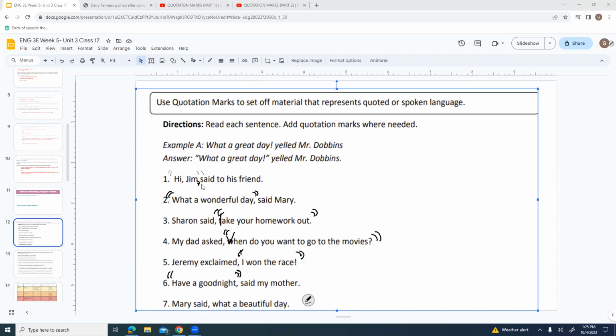Okay. Last one in this sentence. Mary said, "what a beautiful day." Okay, so the tag's at the beginning. "What a beautiful day" is her speech. So we're going to put two quotations, beginning and at the end, and then turn that W into a big one.